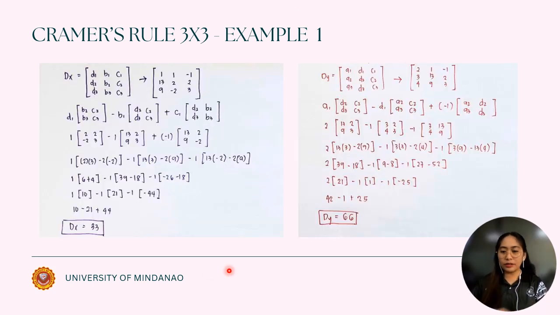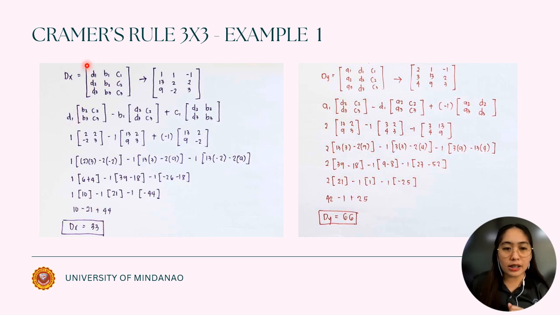Okay, so we have already the D, which is not equal to 0, so we will proceed with solving the D sub x. So D sub x, based on the discussion earlier, should have the D, the B, and the C. So based from the equations, the D is just the constant matrix, the B is the Y part, and the C is the Z part. So that's 1, 13, and 9, 1, 2, and negative 2, and lastly, negative 1, 2, and 3. So we will be solving that.